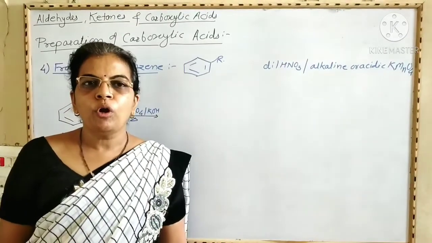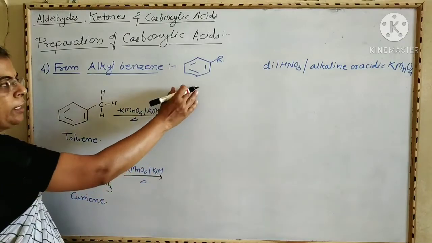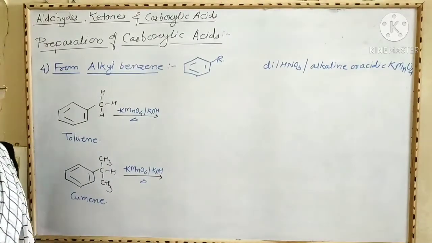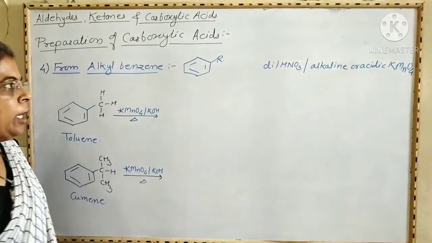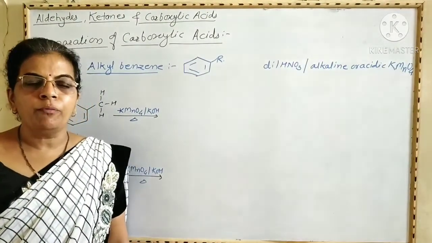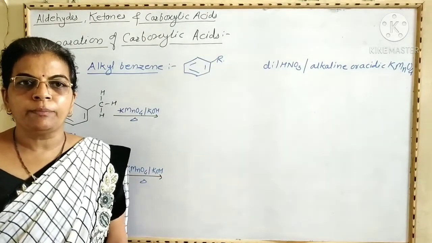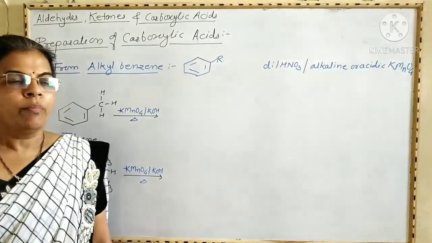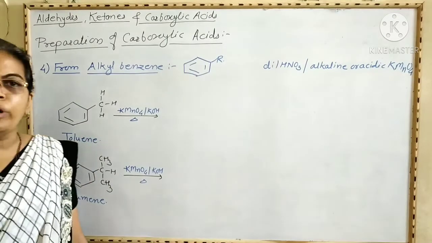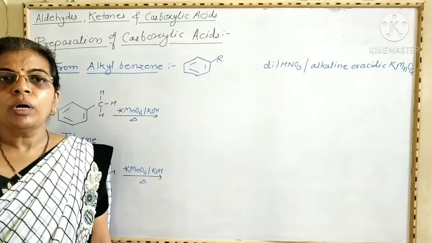Next method for the preparation of carboxylic acid is by using alkyl benzene. In alkyl benzene, the alkyl group is directly attached to the benzene ring. When these alkyl benzenes undergo oxidation in presence of dilute nitric acid, or acidic or alkaline KMnO4, or chromic acid, then benzoic acid is formed. Here, the alkyl group attached to the benzene ring is oxidized into a COOH group. The alkyl group is converted into a carboxylic group.